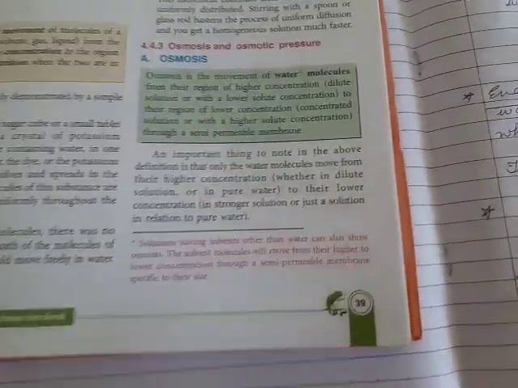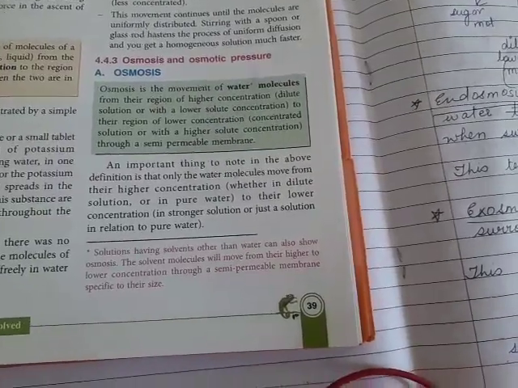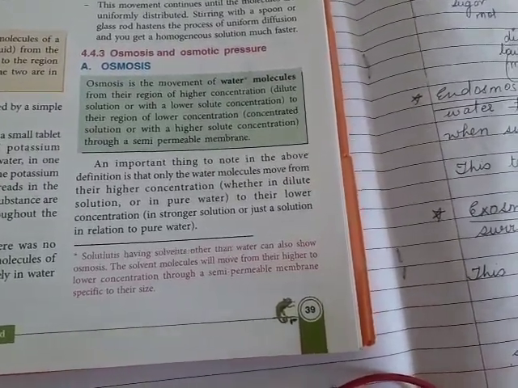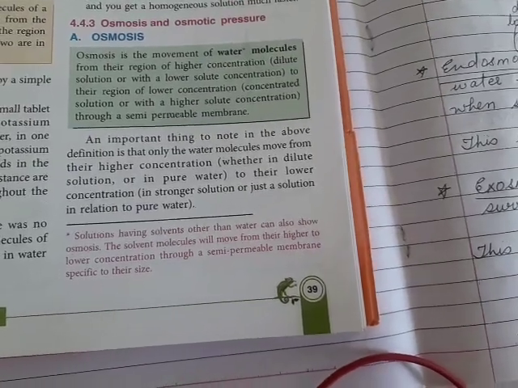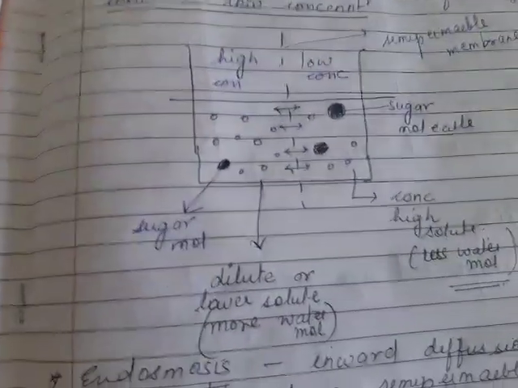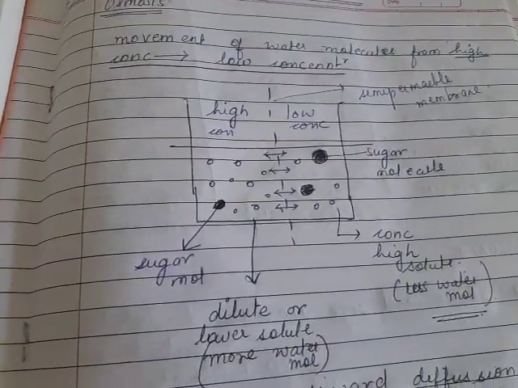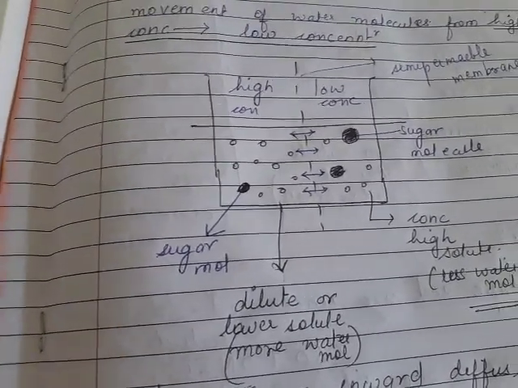Now osmosis is similar to the diffusion process, but diffusion takes place in liquids and gases, while osmosis takes place only between liquids. And the important thing to note over here is that there is a movement of water molecules. The water molecules are moving from the high concentration to a low concentration.